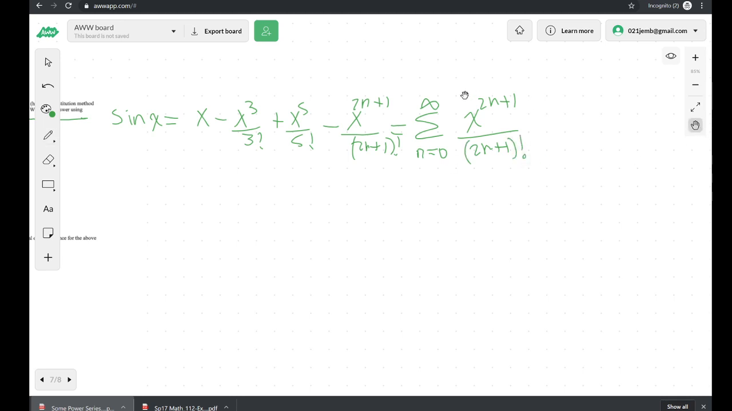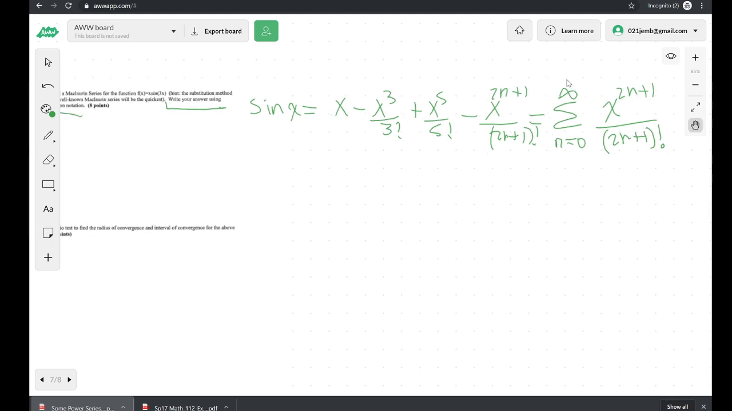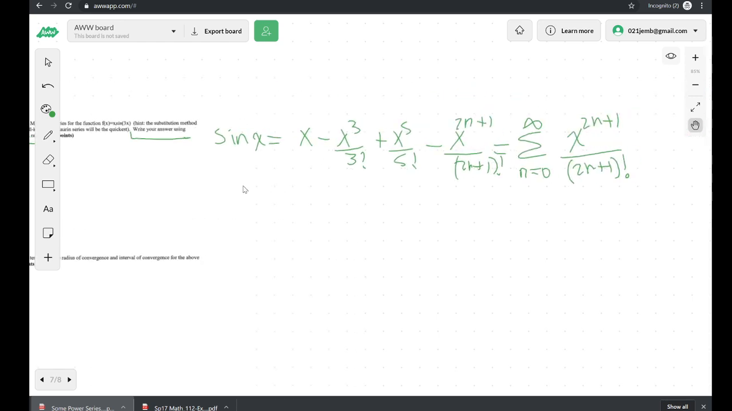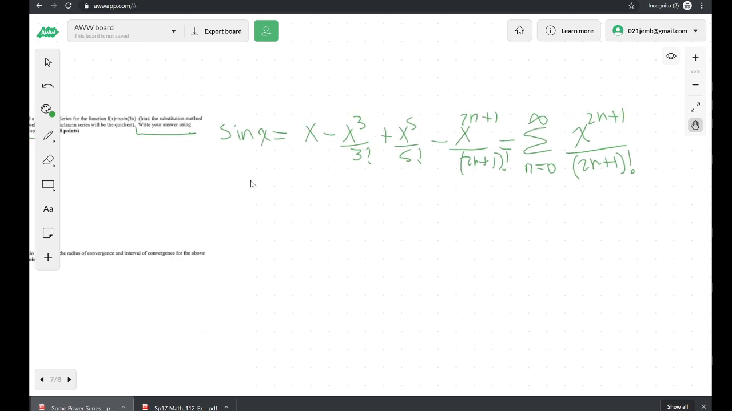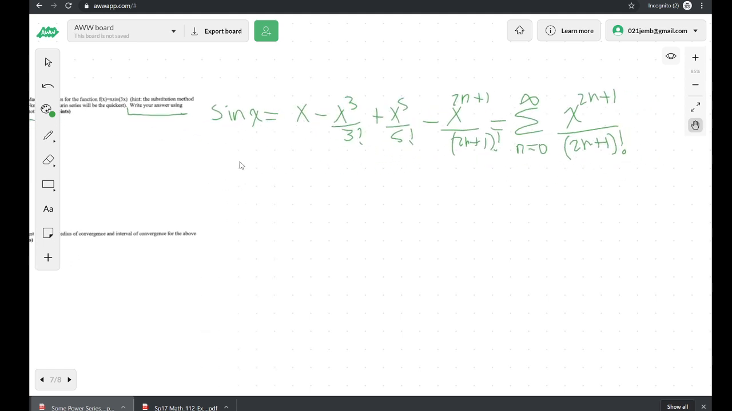This is one of those that you have to memorize. It would be nice to know, right? You don't want to derive the Maclaurin series of sine of x from scratch. That takes too long. Not that long, but it just saves some time, right? So just make sure you memorize it. It's not too hard to memorize.